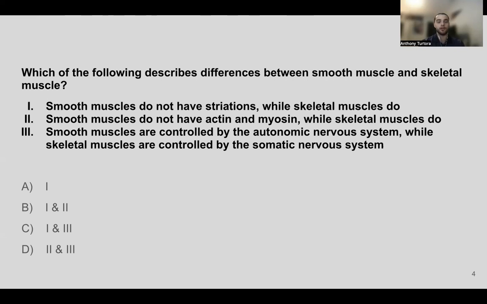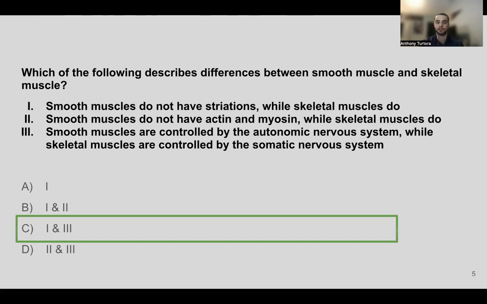Now I can evaluate Roman numeral 1, or I can evaluate Roman numeral 3. I'll just go ahead and choose to do 1. Smooth muscles do not have striations, while skeletal muscles do. We know this is correct, so that is a difference. And now let's evaluate 3. Roman numeral 3 states smooth muscles are controlled by the autonomic nervous system, while skeletal muscles are controlled by the somatic nervous system. That is also right. So our answer here is C.